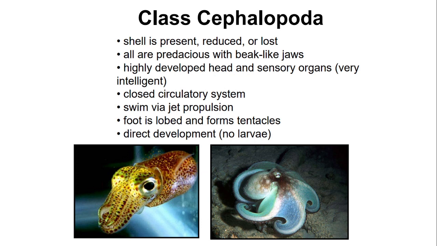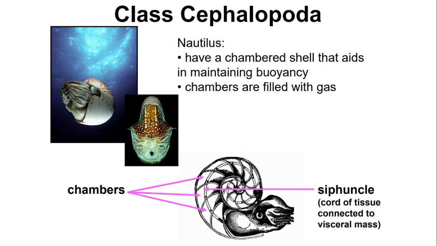The cephalopods have a closed circulatory system and swim by jet propulsion. The foot is lobed and forms tentacles, and direct development occurs. These species have no larval development. Second, in the class Cephalopoda, the first one we have to know is the Nautilus.